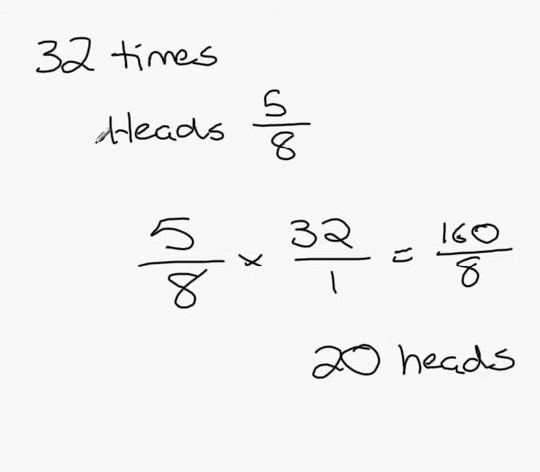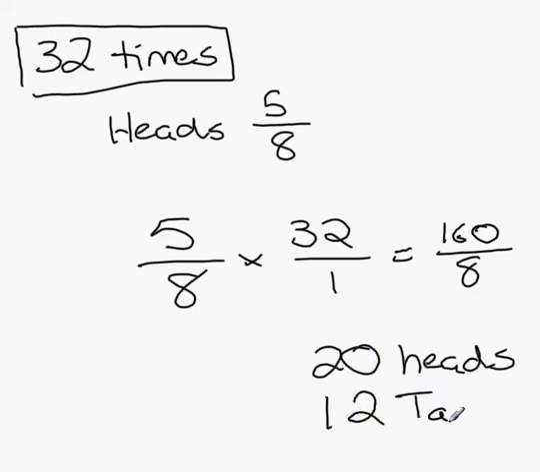Now we can do a little extra. If you know that we flipped it 32 times, and it came up heads 20 times, then that means it came up tails 12 times. That is how you use an existing ratio to answer a number story. So you've got to work through those and figure out the ratio and get that to work.